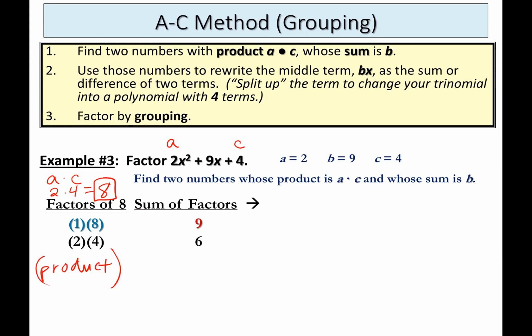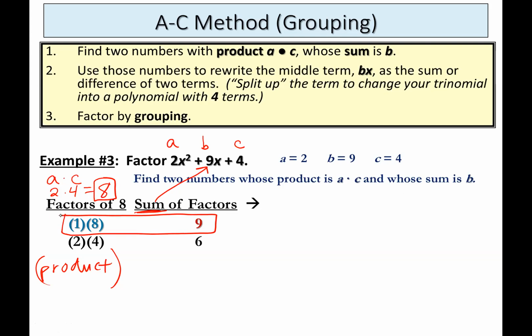And then my sum is 9, right? That's that B term, right? So we want to come up with numbers that multiply to 8 and add to 9. So you can see this list, factors of 8, we have 1 times 8, 2 times 4. That's it. Which one of those combinations will add up to 9? Well, hopefully you can see it's this first one, 1 times 8.